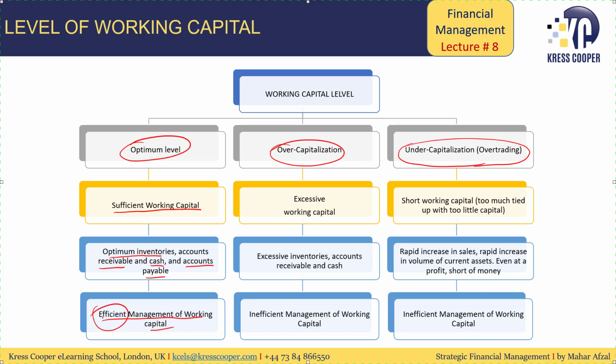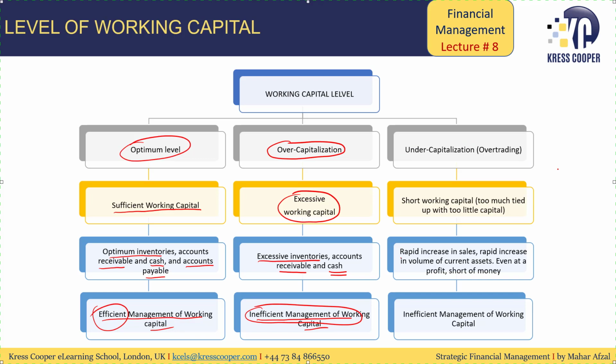While in case of over-capitalization, the word itself reflects there is excessive working capital, means excessive inventories, account receivable and cash. In the over-capitalization, inventory turnover will be too low, debtor collection period will be too high, company is not managing working capital properly, so we can say this is inefficient management of working capital.